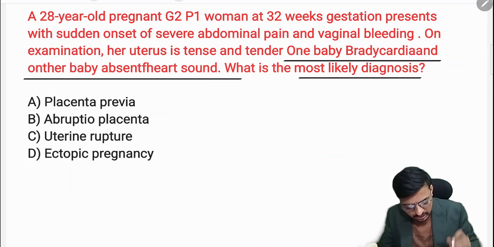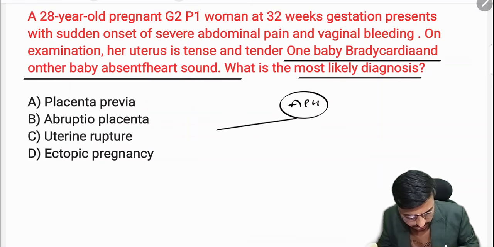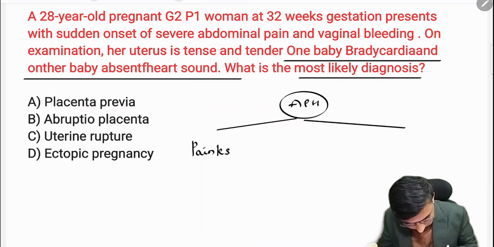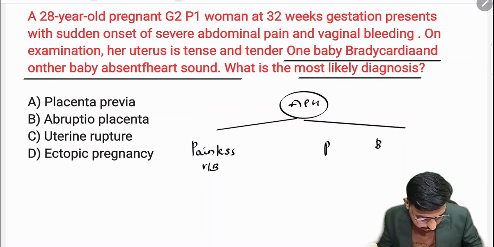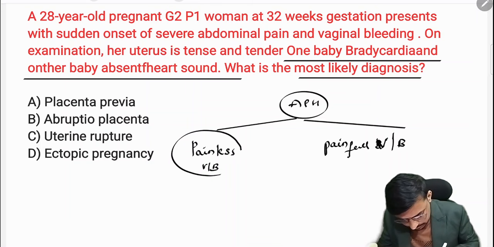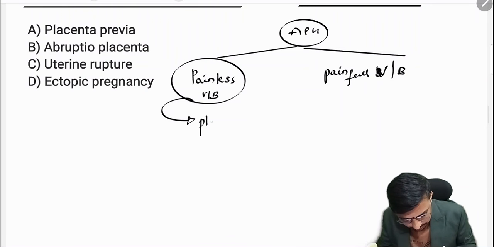Beta, I told you there are two situations in antepartum hemorrhage. One situation is painless vaginal bleeding. Another situation is painful vaginal bleeding. So if a patient is having painless vaginal bleeding and bright red blood is coming out, this is the case of placenta previa.